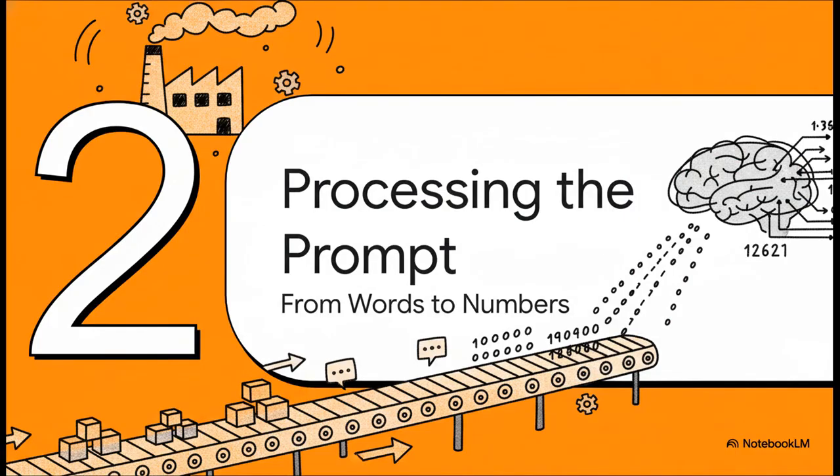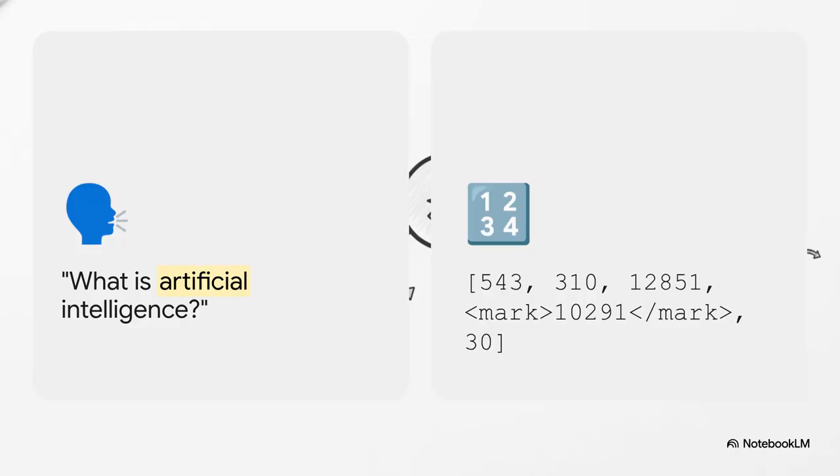Okay, so the factory's up and running, but what about the raw materials? That's your prompt. See, here's the thing. The model doesn't understand English at all. It only understands numbers. So this whole stage is about getting your words ready for that digital assembly line. And this is what that translation actually looks like. The code uses something called a tokenizer, which basically chops up your sentence into a sequence of numbers, or tokens. Each number is a code for a word, or even just a piece of a word. That string of numbers, that's it. That's all the model ever really sees. Our language becomes its language.